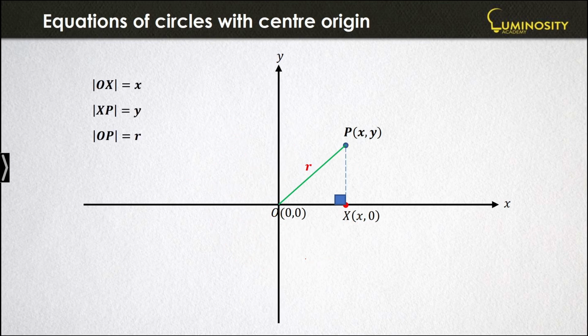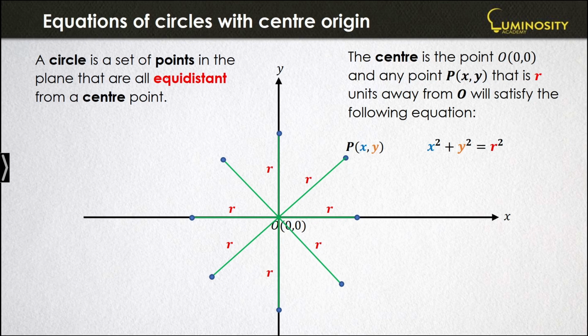Again, we call this radius length r. Since we've called the coordinate P (x, y), the distance from the origin to this point, capital X, is x units, and the distance from X to P is just the vertical distance, y units. From that, we can use the Pythagorean theorem. The center is the point (0, 0), and any point P (x, y) that is r units away from that center O will satisfy the following equation.